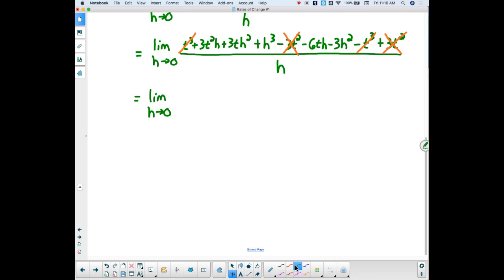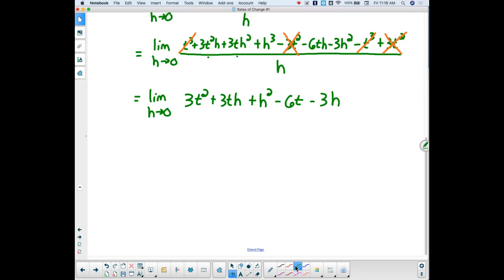Now I can divide every term by h. So that's going to be 3t squared from this one, plus 3th there, plus h squared there, minus 6t there, minus 3h there. Now I don't have a denominator anymore, so now I can send h to 0.